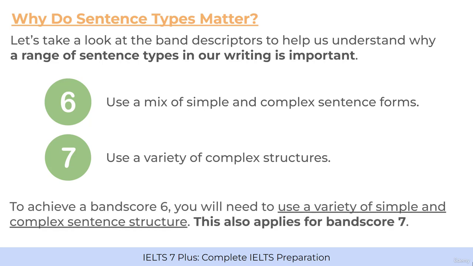To achieve a band score 6, you need to use a variety of simple and complex sentence structures. This also applies for band score 7. So what is said in 6, in any band descriptor 6, you must do as well to get into 7.